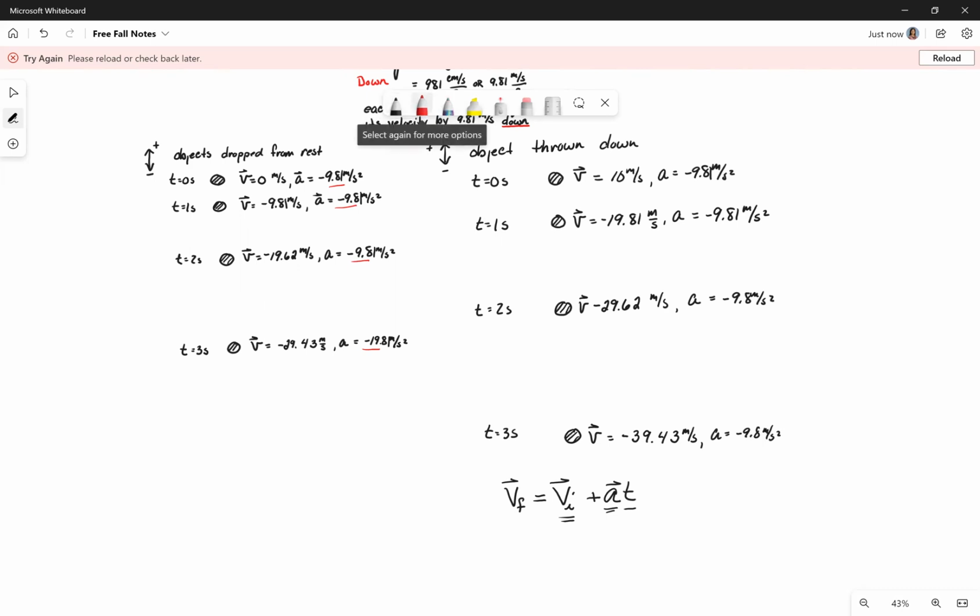Again, gravity, though, is constant. Well, the acceleration due to gravity is constant. The Earth doesn't know that I threw a ball down as opposed to just dropping it.